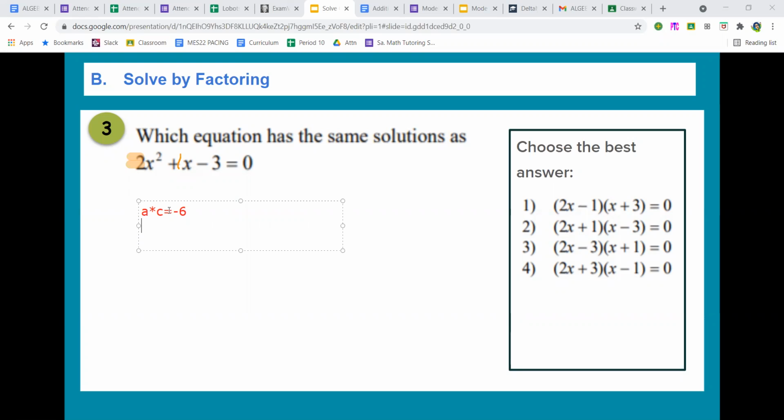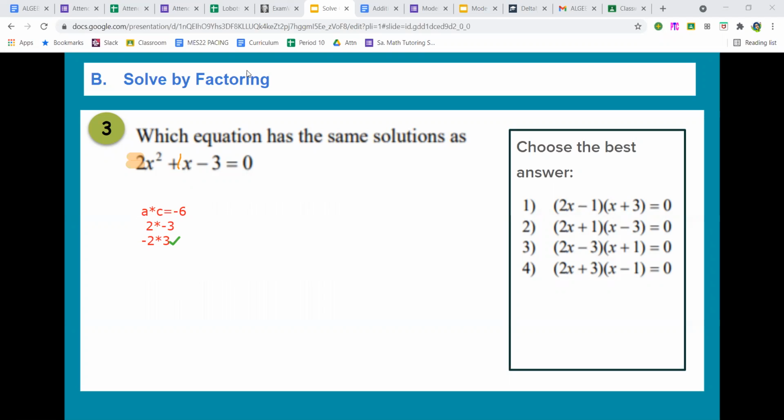So our factors, of course, are 2 times -3, but we can also think about the opposite of that, -2 times +3. And of course, -6 times 1 and -1 times 6. But again, we have a situation where we need to add up to a positive number. And if I check to see which one of these adds up to +1, it's going to be the second one, -2 times 3.